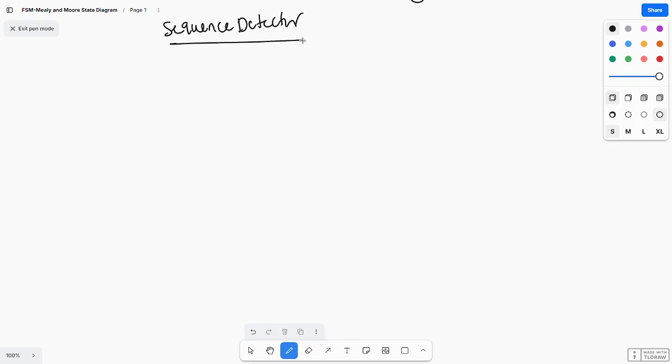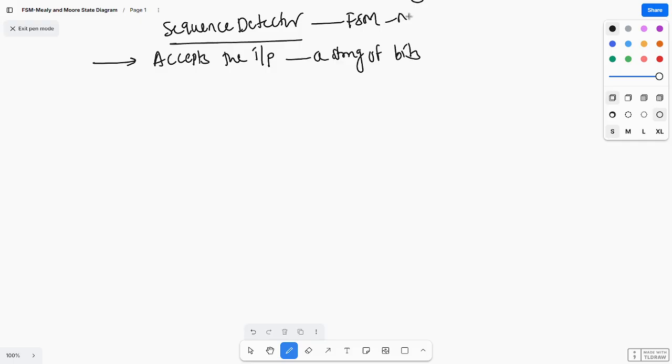So what is the sequence detector? This accepts as input a string of bits. First we will discuss the sequence detector FSM, the Mealy machine. When the target sequence is detected, it generates the output.